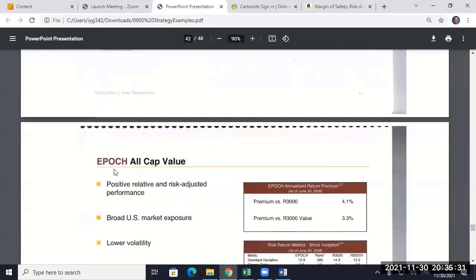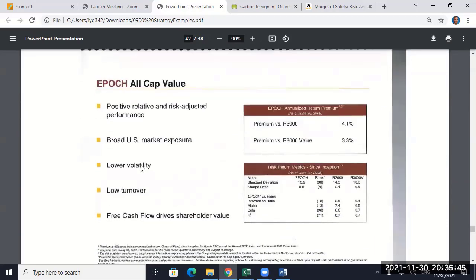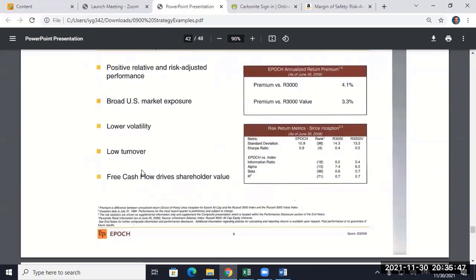So Epoch, this is the guy who wrote Shareholder Yield, a really good book. I've never invested with him, but this is very much a free cash flow focused firm. So it would be an interesting look. So if you're trying to find a good pitch book to use, I think this one's not a bad one to use.